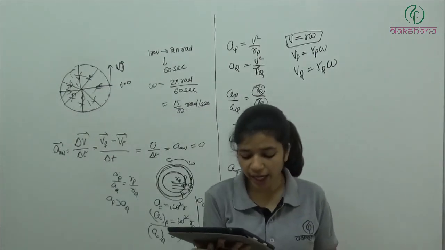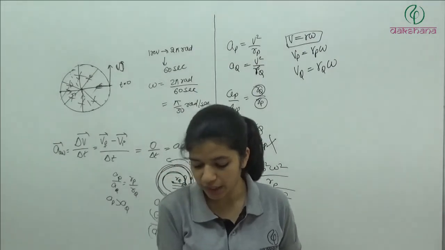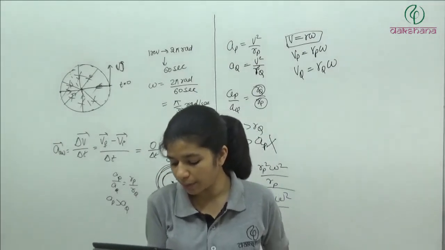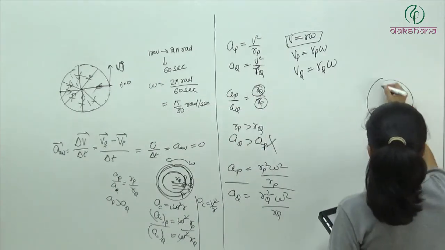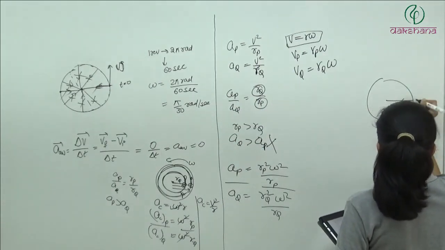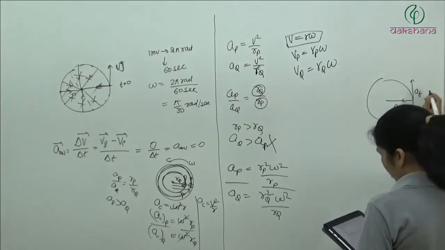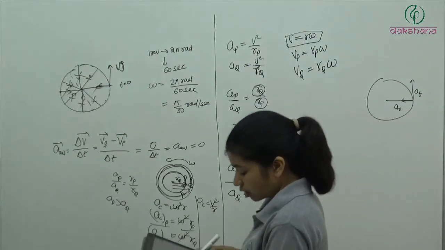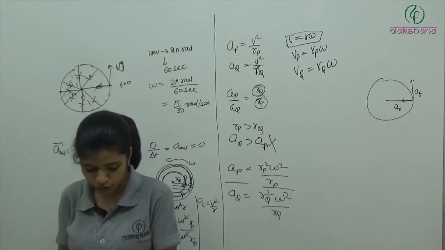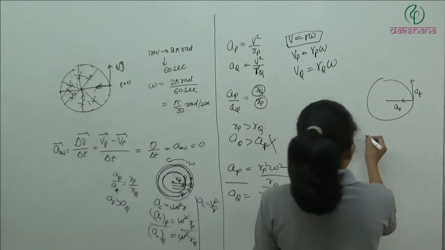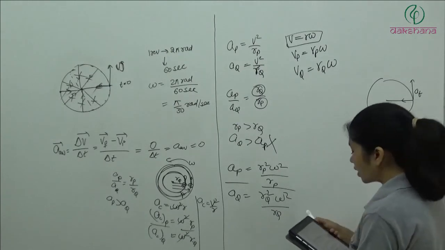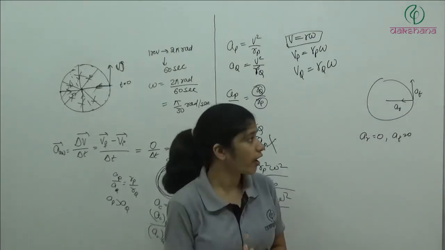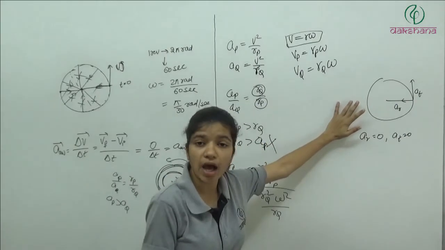Next question. Let AR and AT represent radial and tangential acceleration. The motion of a particle may be circular if. AR is the radial acceleration, AT is the tangential acceleration. In which case the motion is a circular motion, we have to tell. First option is AR is equal to 0 and AT is equal to 0. Well, we know that for having circular motion AR cannot be 0.